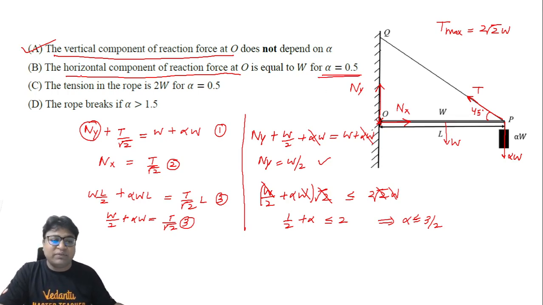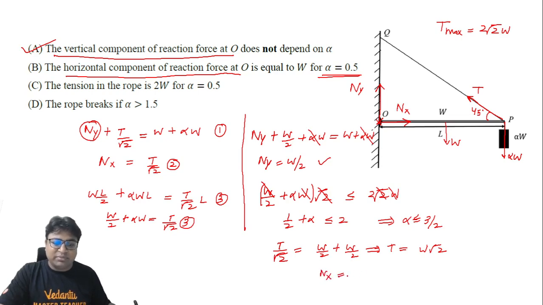Now we have to figure out the value of Nx. If alpha is 0.5, then T by root 2 will be equal to W by 2 plus 0.5 into W, which is W, which means that T will be equal to W into root 2. So this is what I'm getting. And if T is equal to W root 2, then Nx will become equal to W root 2 divided by root 2, which is equal to W. So option B looks correct.